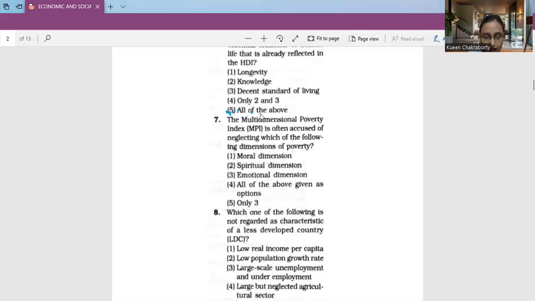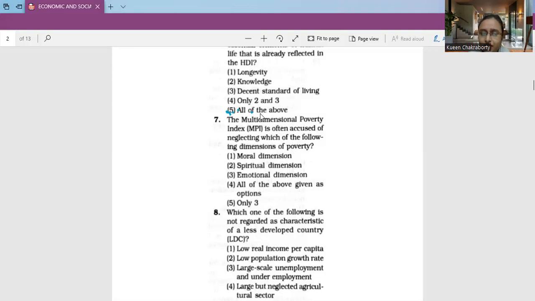Now, the MPI, or the multidimensional poverty index, was developed in the year 2010. This concept was launched in 2010 by the Oxford Poverty and Human Development Initiative and was taken up by UNDP, the United Nations Development Programme, and it has various factors to determine poverty. In those factors, it replaced the Human Poverty Index, and there were various factors that were considered, but there were also criticisms of it.